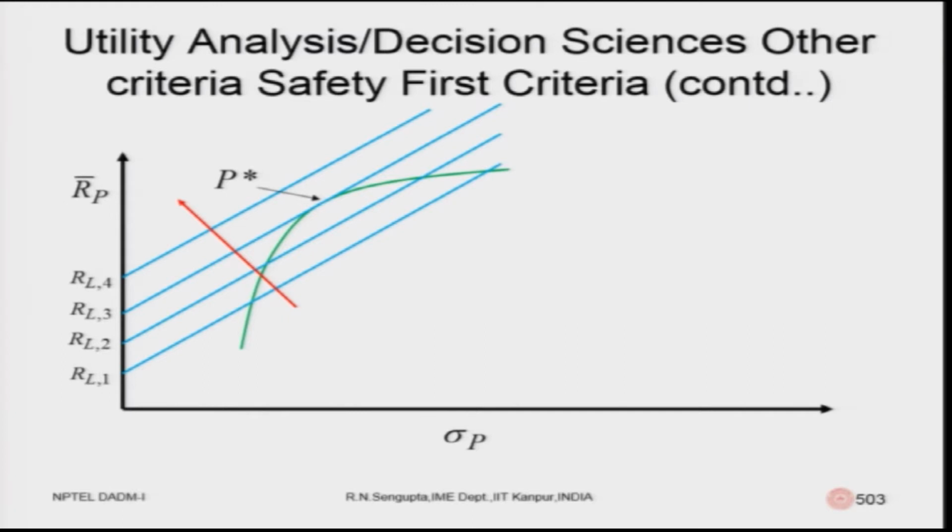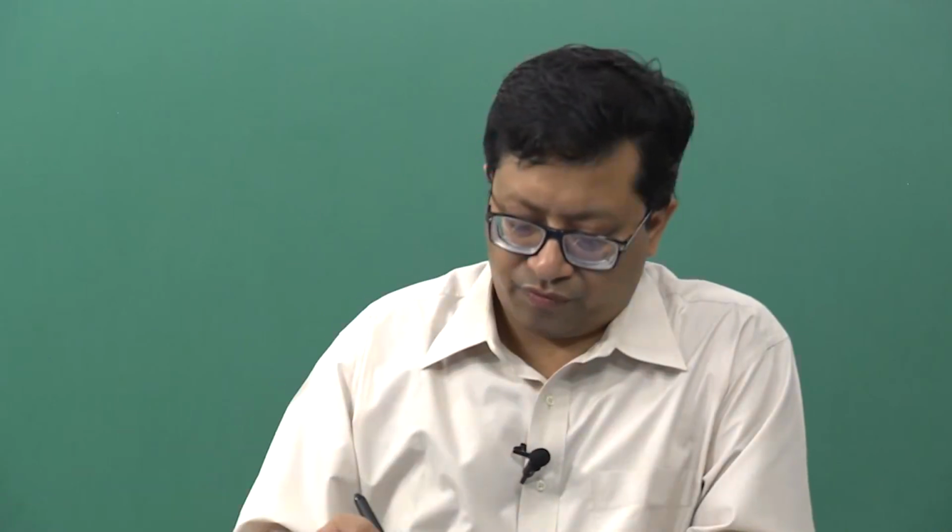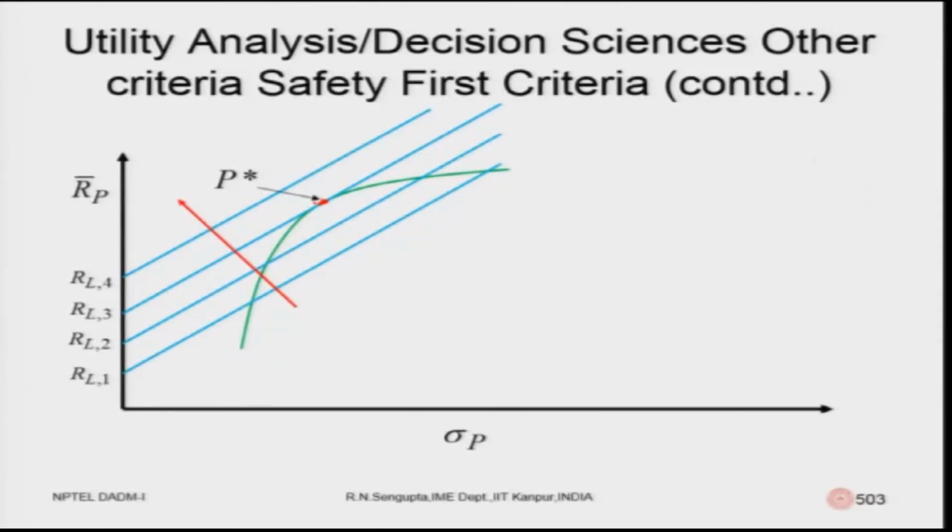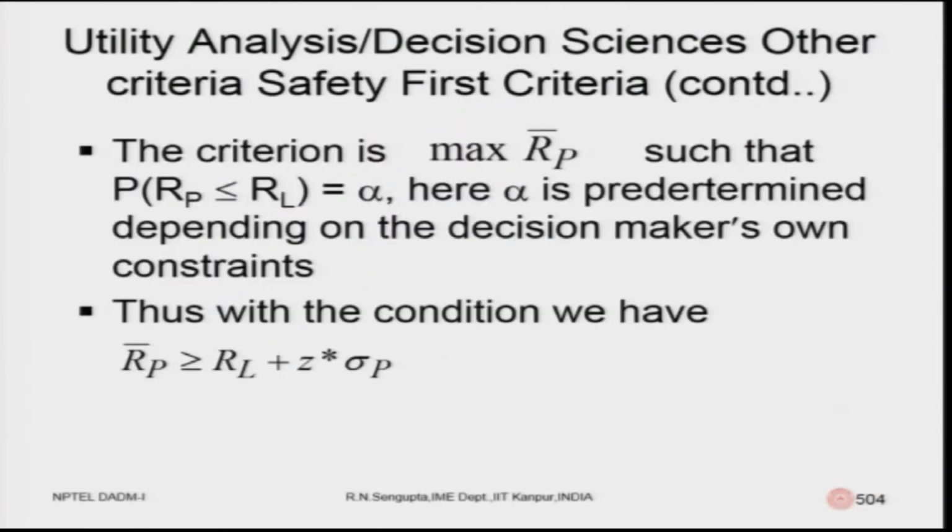So, your actual value of P star is the best optimal portfolio, but what you are doing is trying to shift it till it is orthogonal to the green line, and we will take that point which will give us the best return. The third criteria is trying to maximize RP, which is the average, pushing the average value onto the right, such that the probability of RP less than or equal to RL is alpha.